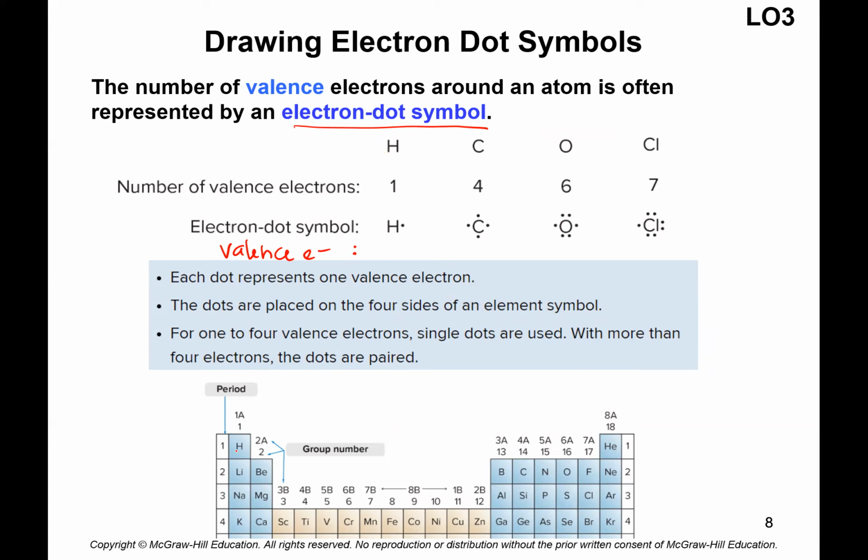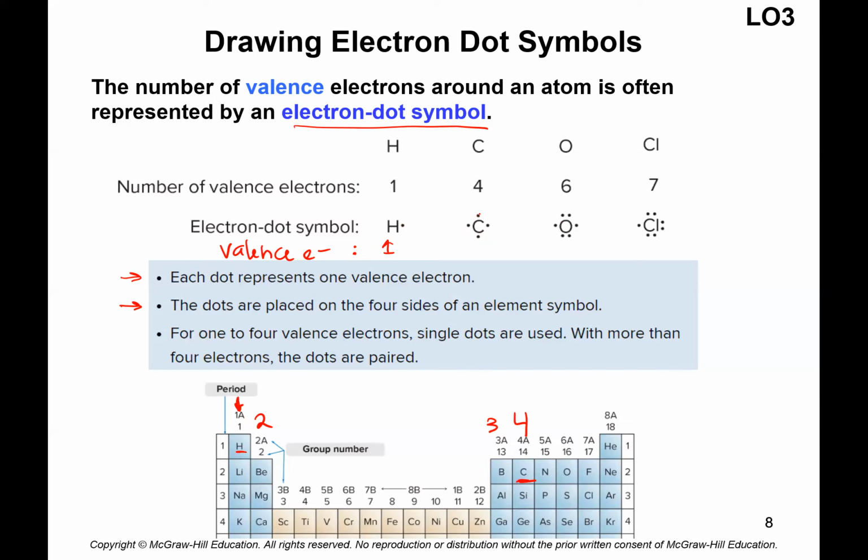How would we draw the electron dot symbol for hydrogen? Well, you first locate its chemical symbol, and that's going to be an H for hydrogen. And then we see that hydrogen is in the first column of the main group elements, so it's going to have just 1 valence electron, and therefore it receives 1 dot. Each dot represents 1 valence electron. The dots are then placed on the 4 sides of an element symbol. Let's look at carbon as an example. Carbon is here. We identify that it has 1, 2, 3, 4 valence electrons, so it has a total of 4 dots around it.